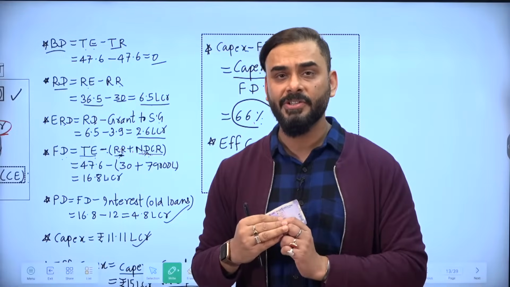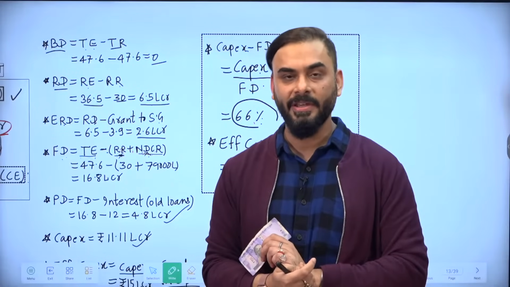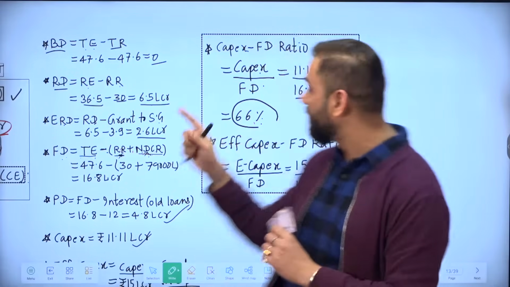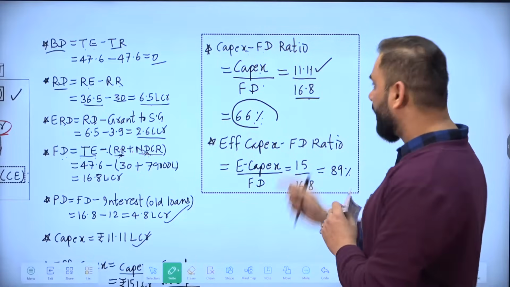Imagine the government borrows funds and wastes the money. That's not a good sign. But here we are borrowing and using it for the creation of capital assets. So that is the formula called the capex to FD ratio.